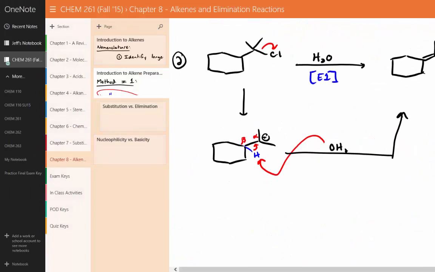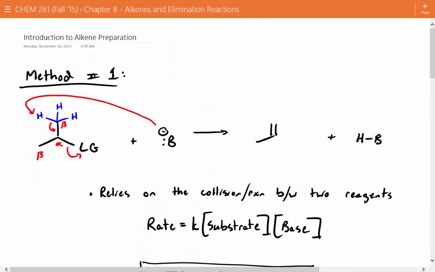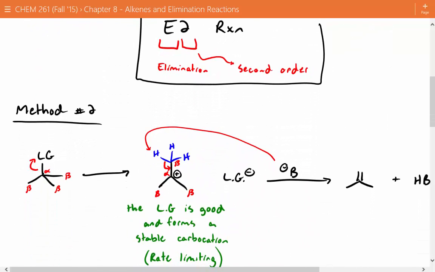All right. Let's continue on with chapter 8, but let's briefly review what we covered yesterday. So yesterday I said there are two main methods for elimination. Method number one involves a base grabbing the beta proton directly. It clamps down and kicks off your leaving group. We said that this happens concerted, just like with an SN2 reaction, and we get our alkene and our conjugate acid. We said that it's E2 because it's second order. And then with method two, we said it's similar to an SN1 in that your leaving group falls off first, then your base grabs your beta proton, clamps down, and gives you your alkene. The same rules apply. So with method two, do you think a primary, secondary, or tertiary carbon is going to be most reactive?